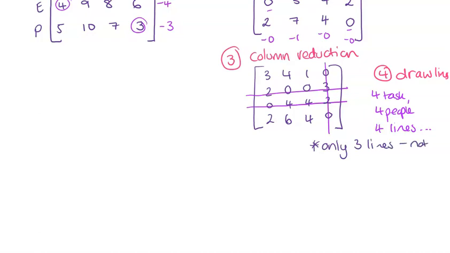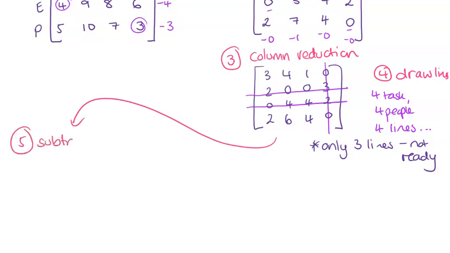So I'm not ready to allocate yet, which means I need to go on with step 5, which is subtract the smallest uncovered numbers. So looking at my matrix here, the numbers that aren't crossed out, the smallest number that is uncovered would be the number 1. So I'm going to subtract 1 from everything that is uncovered.